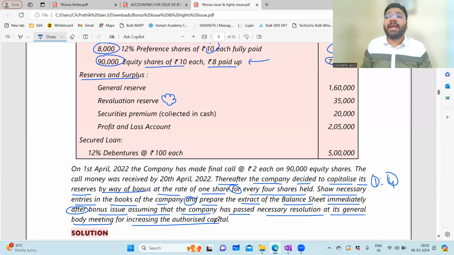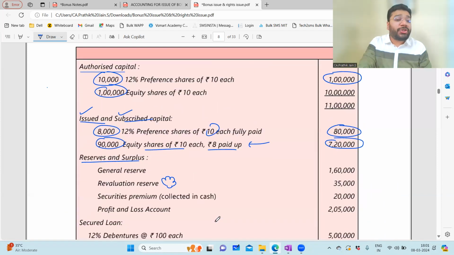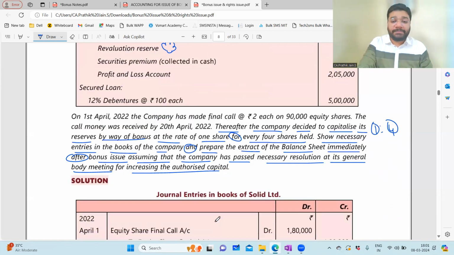So in this question, what are they trying to tell you? Please pass a journal entry for those 4 scenarios, and then don't stop there. You have to prepare the balance sheet as per the new Companies Act format. With whatever data they've given here, authorized capital, issued capital, reserves and surplus, secured loan, you have to prepare the extract of the balance sheet as per Schedule 3 of Companies Act 2013.